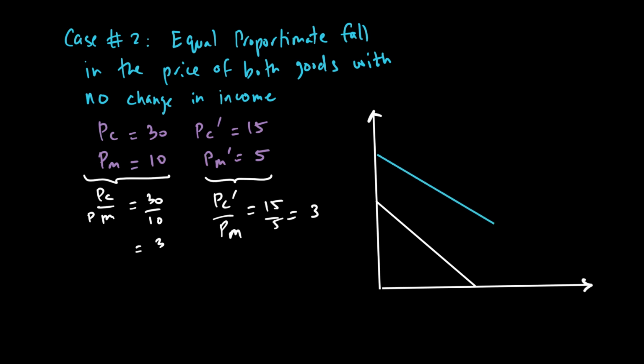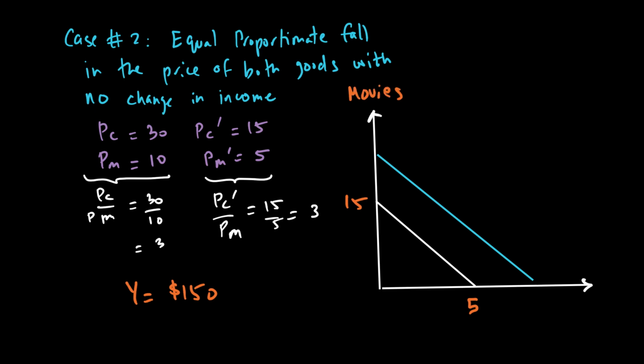So there will be a shift to the right in a parallel manner, where previously, because your income is, for example, $150, previously you were buying 15 and 5 of concerts and movies. Let me write this: movies, and this is concerts. But now 150 divided by 15, you are buying 10, and you are buying 30, which is the same case as case number 1.